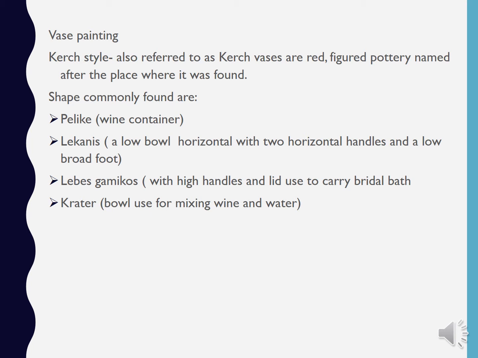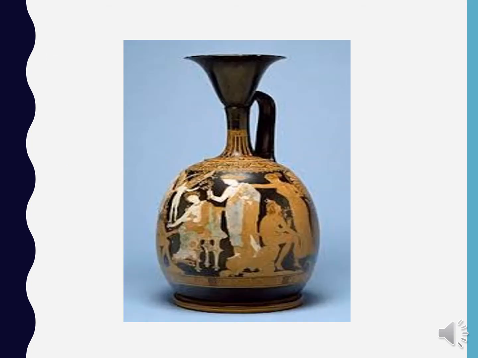Vase painting, Kirch style. It's also referred to as Kirch vases, a red-figured pottery named after the place where it was found. Shapes commonly found are the pithos or wine container; lekanes, a low bowl with two horizontal handles and a low broad foot; lebes gamikos, with high handles and lid used to carry bridal pot; and crater, a bowl used for mixing wine and water. So this is an example of their painting on the vase.